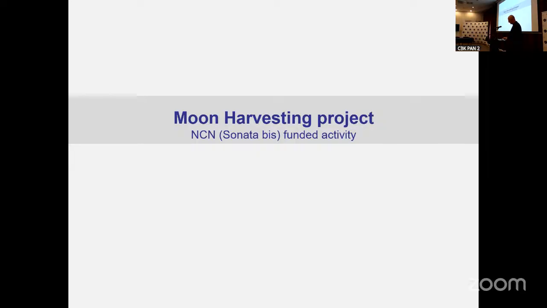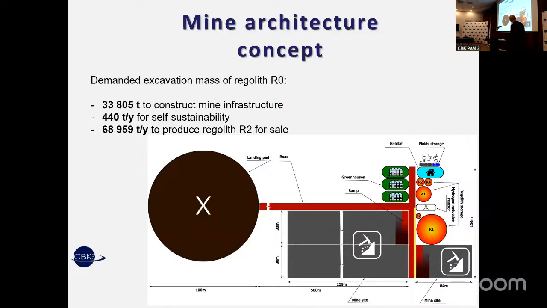What we've done is a number of analyses going in the direction of establishing the architecture of a mine on the Moon. I will not talk about the details. This project had a scientific nature, with one important aspect, which I will mention in a few moments. I got this project in 2022. It should originally have finished at the end of 2025, but it was extended to 2026. In a few moments you will see why.